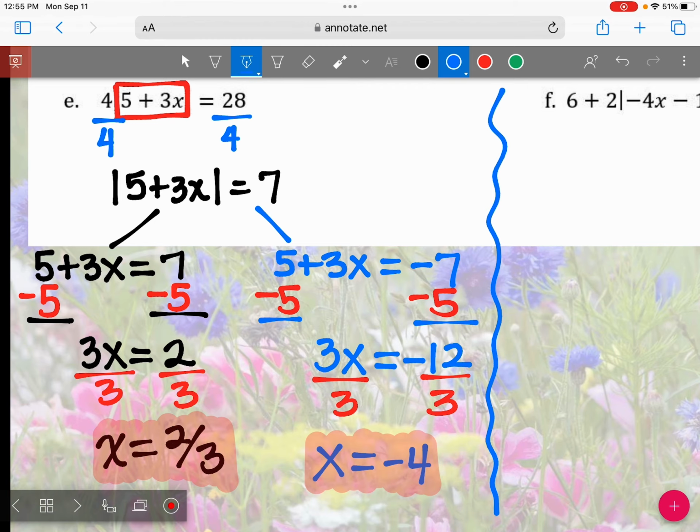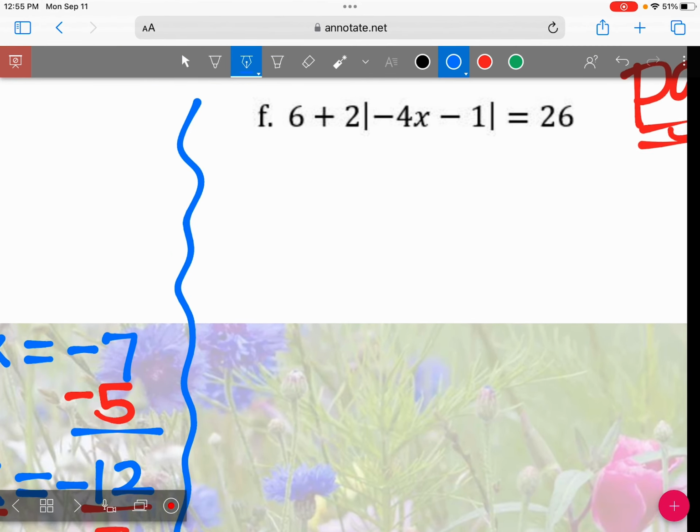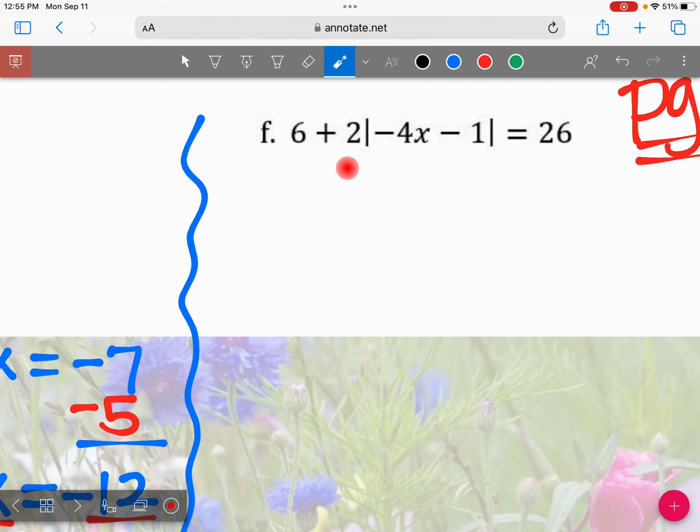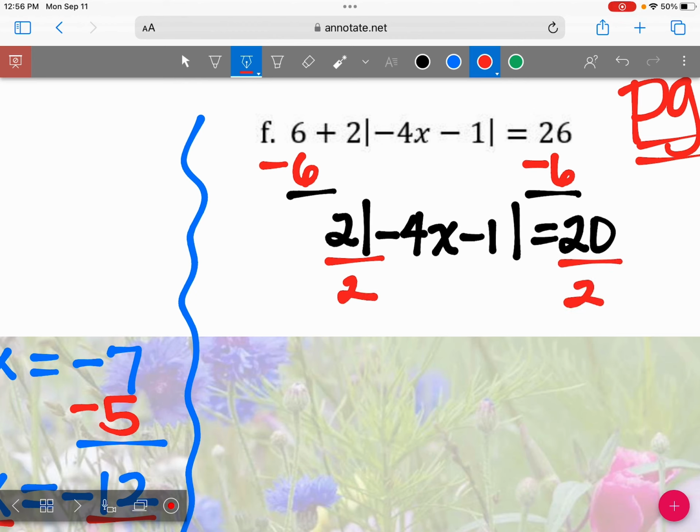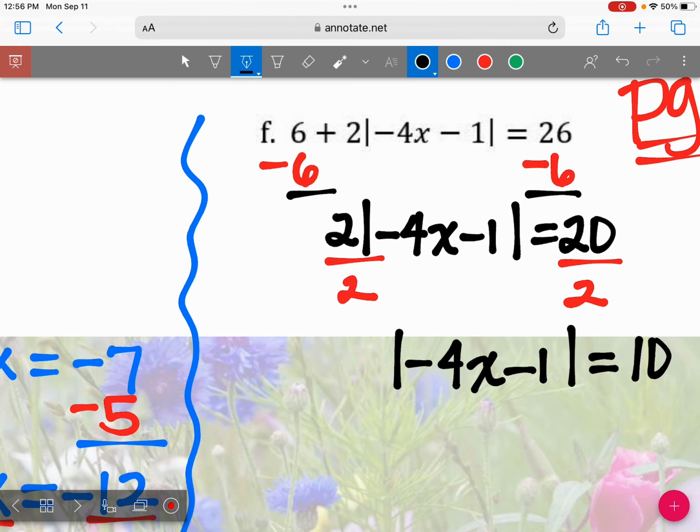So for this next one, what you cannot do is add these together. You cannot add these and get 8. We have to subtract the 6 and then divide the 2. So let's go ahead and do that. Subtract 6. And then divide both sides by 2. So that's the absolute value of negative 4x minus 1 equals 10.